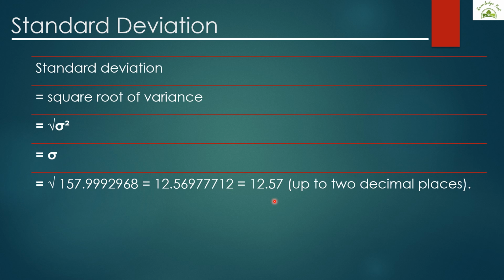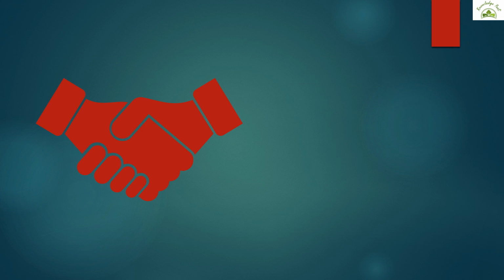So this is the entire process of how you can calculate mean, variance and standard deviation for group data when you have been provided a set of ungrouped data. That's all for today's session.